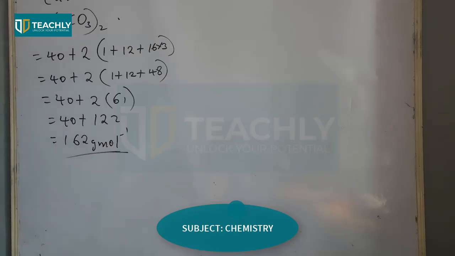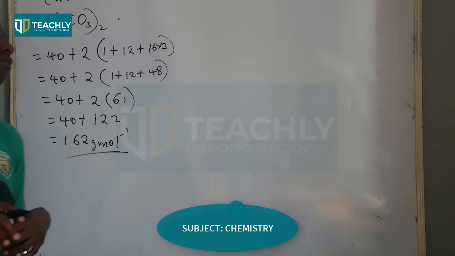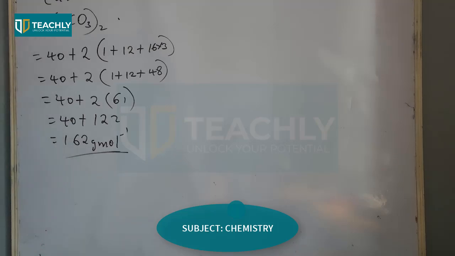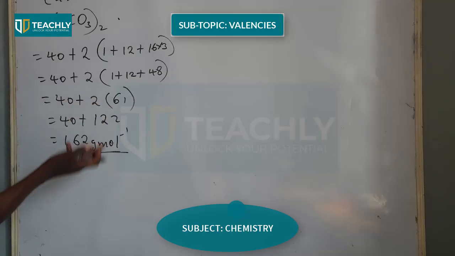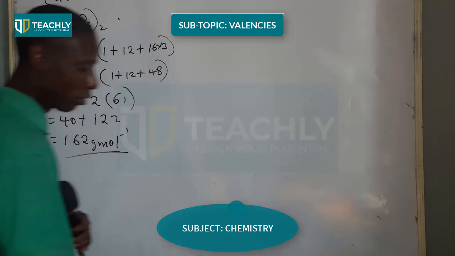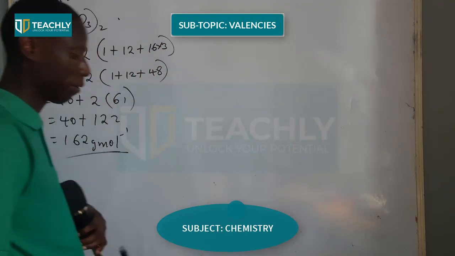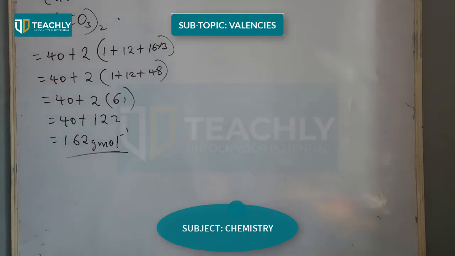If you are given any compound, you substitute each atomic mass, and don't forget the number of atoms attached to it. So look at how many atoms there are, multiply by that number, and you add everything together, you get your relative molecular mass. Okay, let's move to the next one, which is symbols.